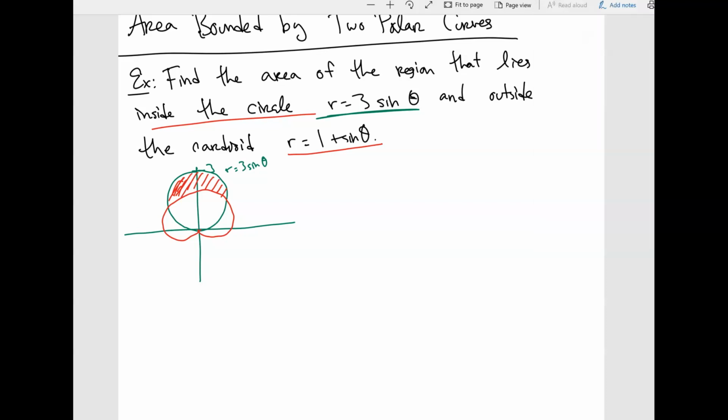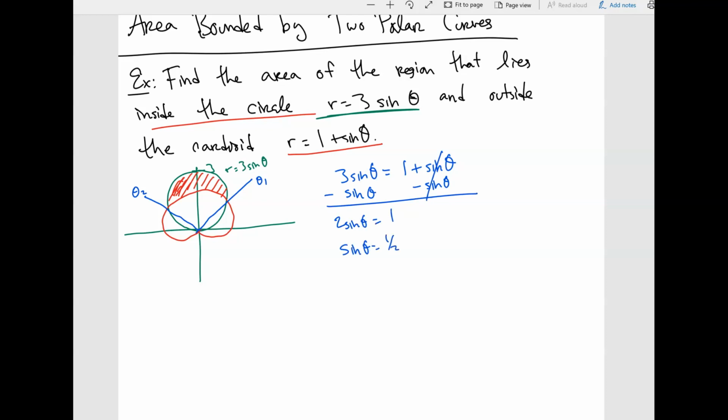So one of the things that you have to take a look at is where exactly this is intersecting. Because if I can find out what these two angles are, I can figure out where to integrate. So the way to do that is just setting both of these equal to each other. So 3 sine theta has to be equal to 1 plus sine theta. I'm going to subtract sine theta to the other side, and you're left with 2 sine theta is equal to 1. So then I'm left with sine theta equals 1/2. And this is going to be when theta equals pi over 6 and 5 pi over 6, I believe. Yeah. All right, so that's what we're going to get.